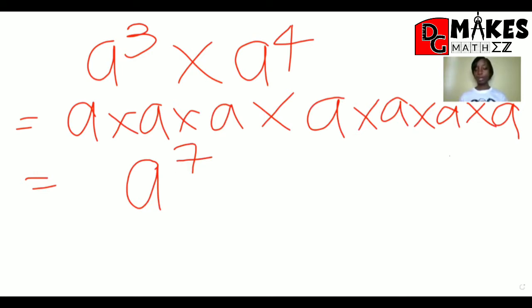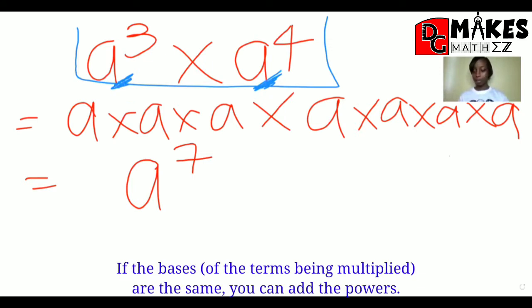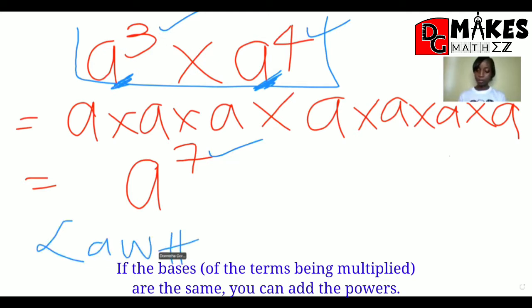Now, for every question you get, you will not be doing this. You would not be expanding a cubed and a to the 4th power. And so we can pick up a pattern, and you can try it with other terms, that says if we are multiplying the same base, and this letter here is called the base, 3 and 4, those are the powers, then we can add the powers. If you notice, 3 plus 4 gives us 7. And so law number 1 is going to look like this.